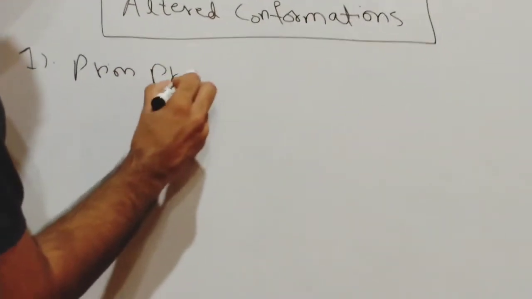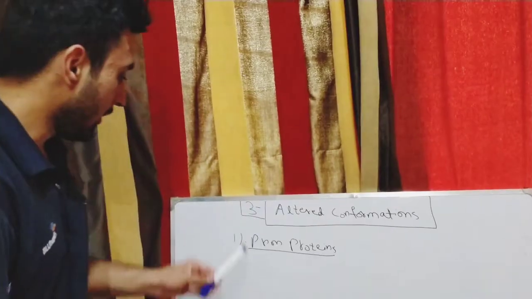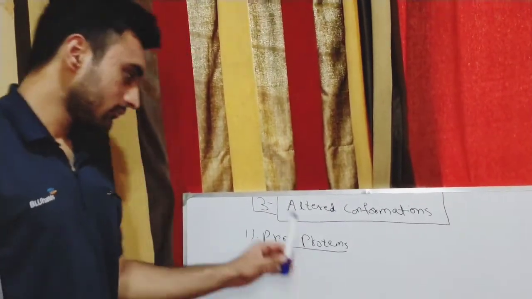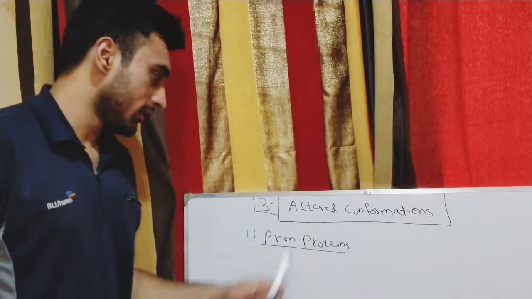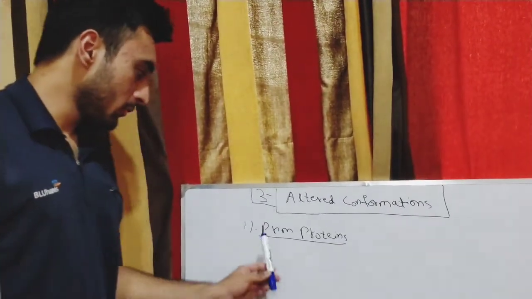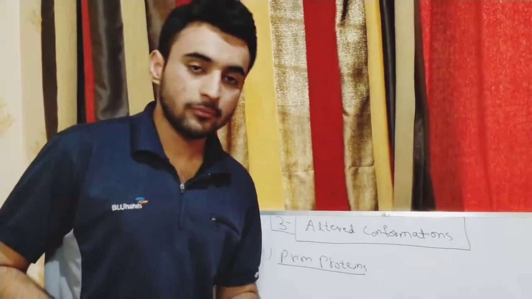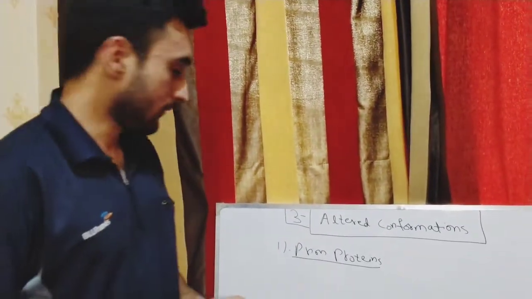First of all, it leads to the formation of the prion proteins. Now these prion proteins are the first consequence of the altered conformations of the protein. Now what are prion proteins? Prion proteins are the infectious entities which actually cause the inflammation or infection in our body.